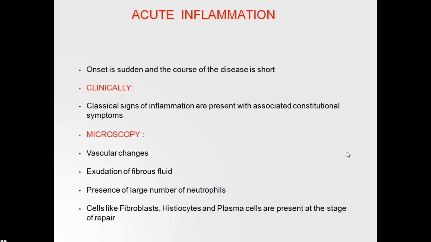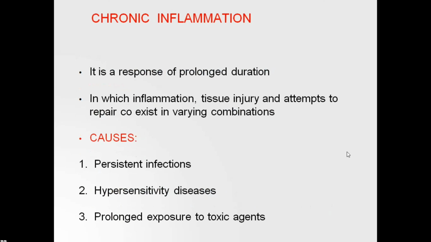As you all know, acute inflammation has a very short history. The clinical signs of inflammation are present, associated with constitutional symptoms. If you see the microscopy, you will find vascular changes, exudation of fibrinous fluid, and a large number of neutrophils. Cells like fibroblasts, histiocytes, and plasma cells are present at the site of repair in acute inflammation.